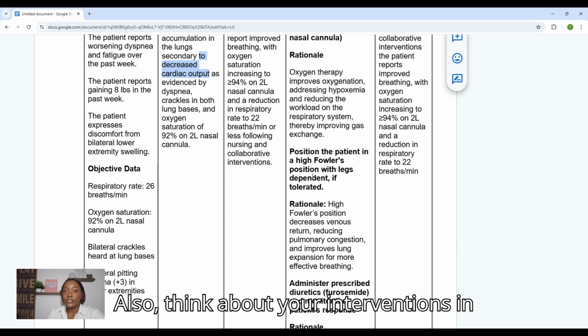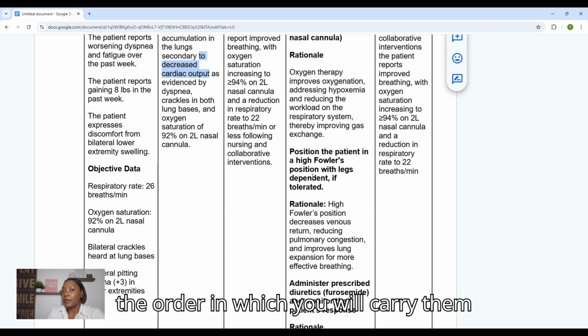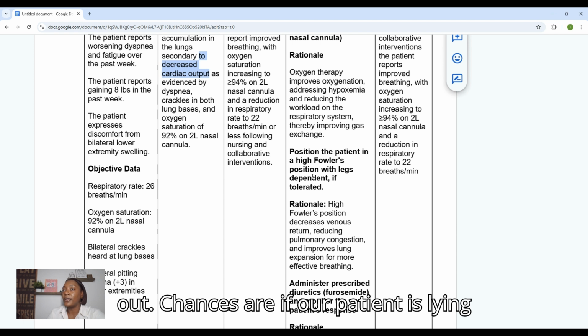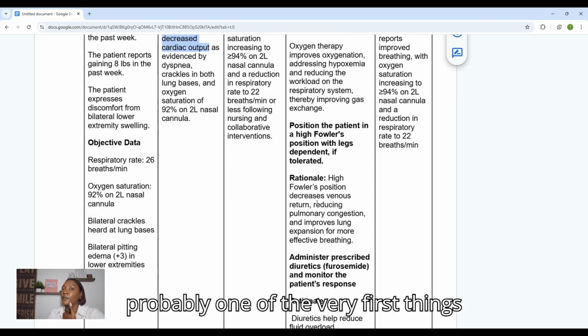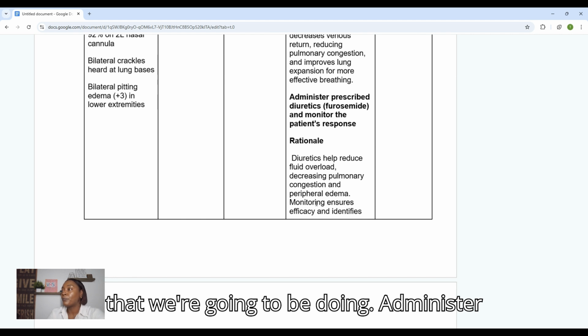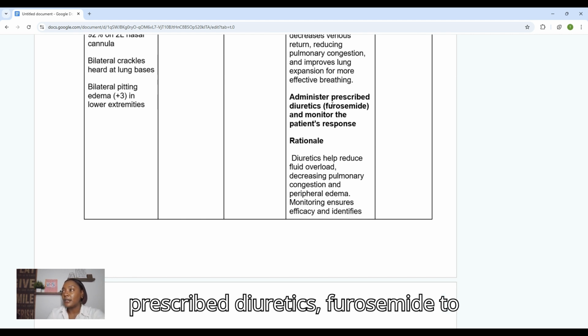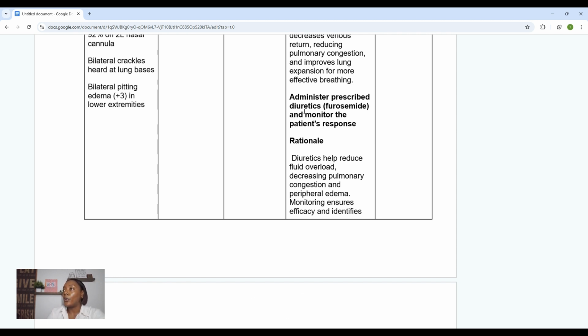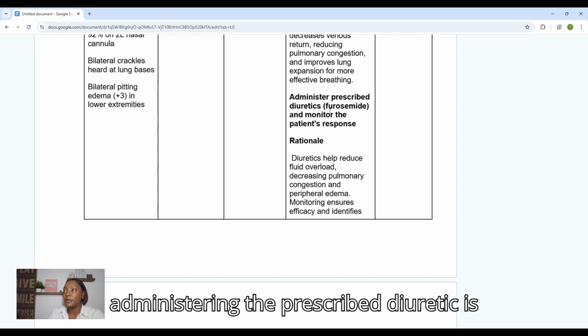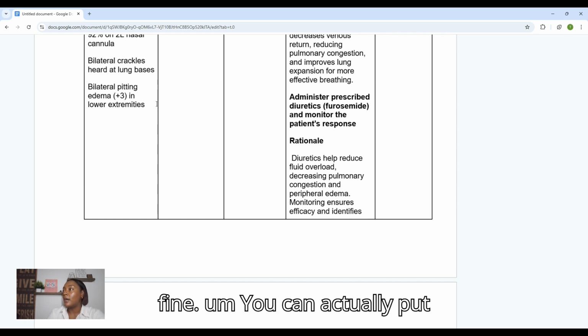Also, think about your interventions in the order in which you will carry them out. Chances are, if our patient is lying flat on the bed, we're going to reposition them first, right? It's probably one of the very first things that we're going to be doing. Administer prescribed diuretics, furosemide, to monitor the patient's response. Sorry. No, administering the prescribed diuretic is fine.